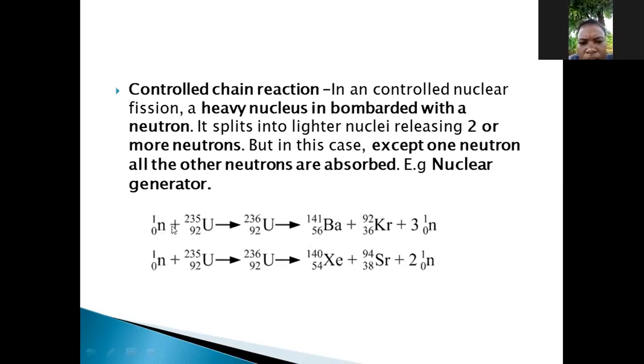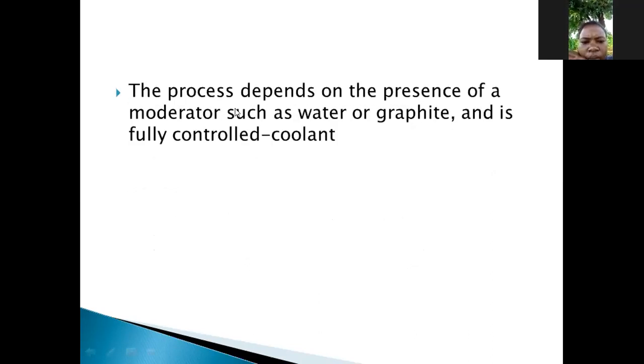A neutron is neutral, so it can easily be directed towards the nucleus. Once it has been absorbed, it makes the nucleus very, very unstable, and so in the process it can break down, producing either 3 neutrons or 2 neutrons in the case of this second nuclear reaction. So the process depends on the presence of a moderator. The moderator is what is going to absorb the neutrons. It can be water or graphite, and we also call it a coolant.